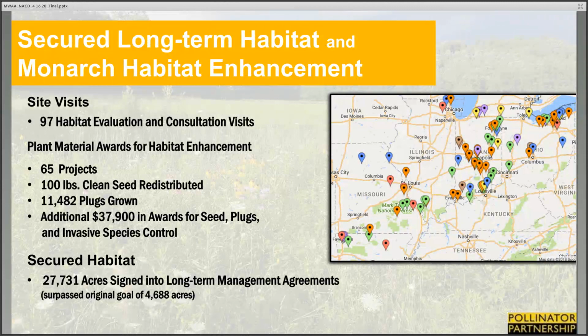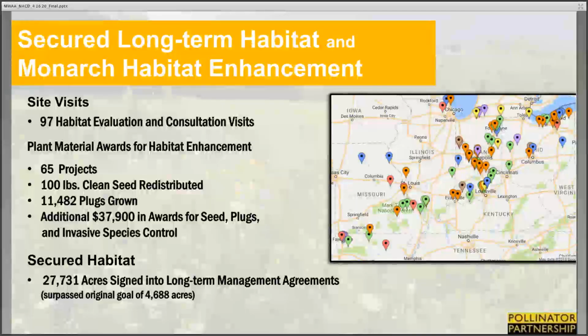So the goal, of course, is to secure the long-term habitat and enhance the habitat for monarchs. So we actually went out and did site visits. We did 97 habitat evaluation and consultation visits in one summer. So one of our staff members traveled over 6,000 miles driving around and doing these consultations.